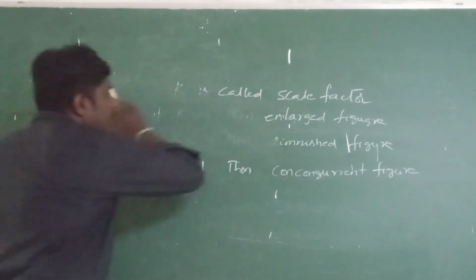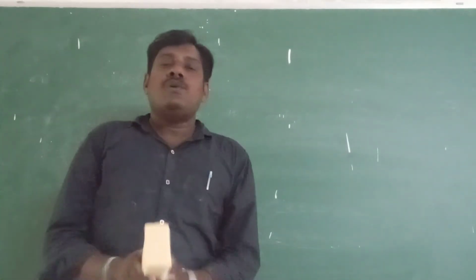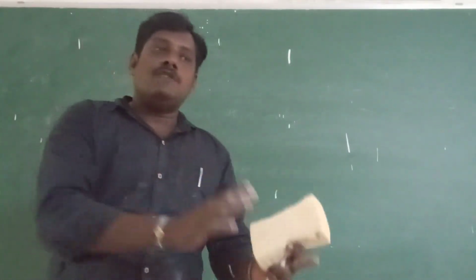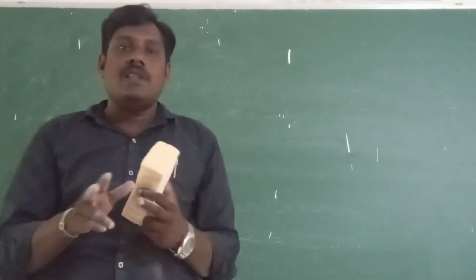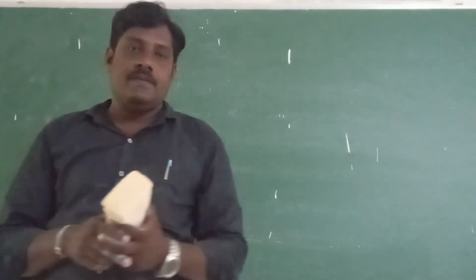This is about similar triangles. If any two triangles are similar, then the corresponding angles are equal and corresponding sides are in proportion. These two are the conditions for similarity.